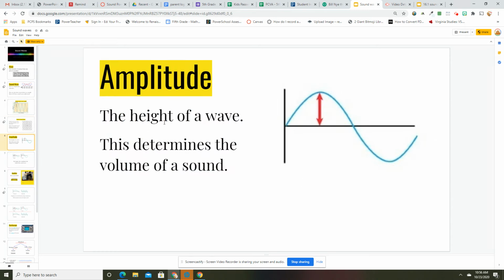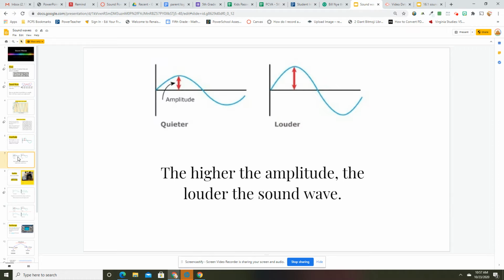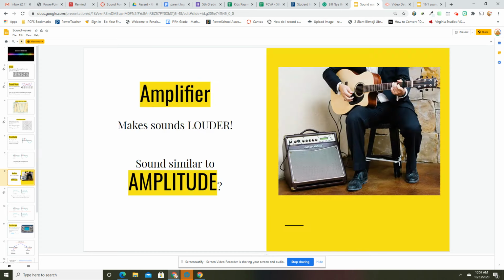Okay, so again, the height of a wave determines the volume of the sound. When the crests of the waves go out more, it's louder. So amplitude determines the softness or the loudness of a sound. See how it's smaller here, that's going to be a quieter amplitude. This is bigger, it's going to be a louder amplitude.